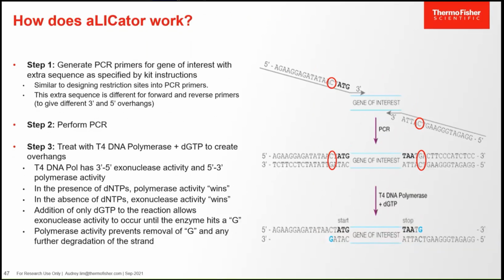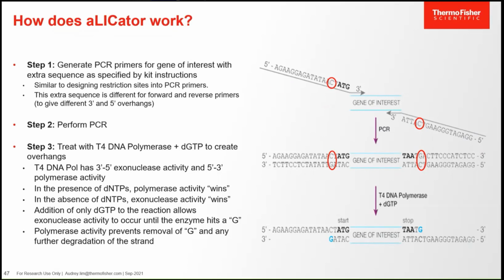First, the gene of interest will be amplified using a PCR primer designed with some extra sequence as specified by the kit. So you need to refer to the kit manual before you design the PCR primer. This will help you incorporate this extra sequence into the gene of interest.